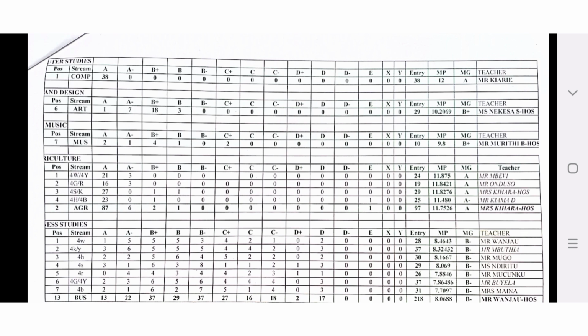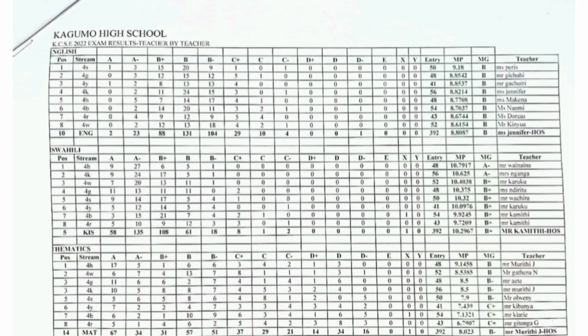When it comes to business studies, we had 218 students sitting for this exam, with 13 A's, 22 A minus, 7 B plus, 29 B, 7 B minus, 27 C plus, 16 C, 18 C minus, 2 D plus, 17 D, and that was the last grade. So among all those students, I can see the grades were distributed all over, and that's why the mean lowered to 8.0688. And now we look at the compulsory subjects.